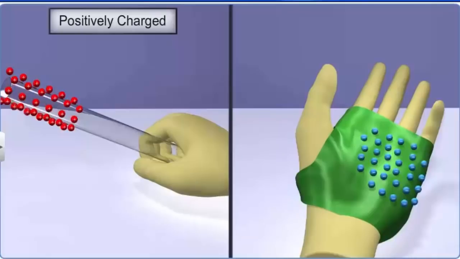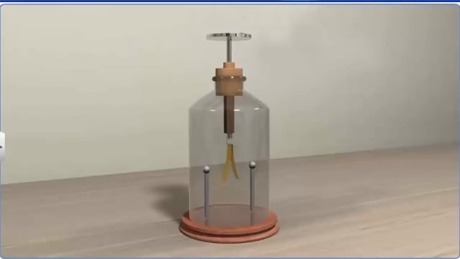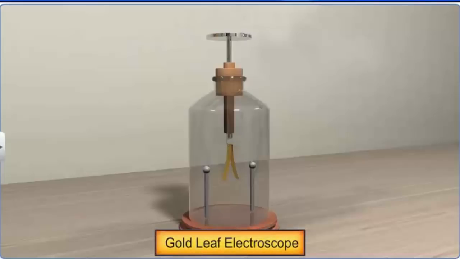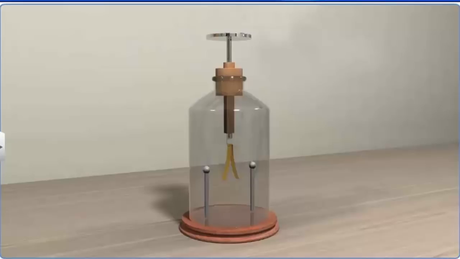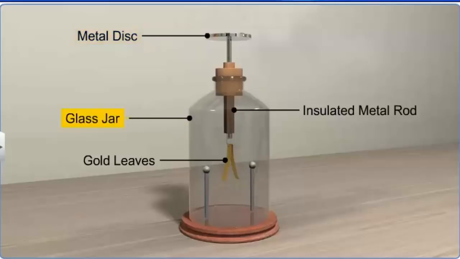In this case, the glass rod lost electrons and became positively charged, and silk gained those electrons and became negatively charged. To know whether a body has been charged, we use an instrument called a gold leaf electroscope. It consists of an insulated metal rod with two gold leaves or foils at one end and a metal disc at the other end. This setup is enclosed in a glass jar with the help of a tight cork with the disc placed out of the jar.